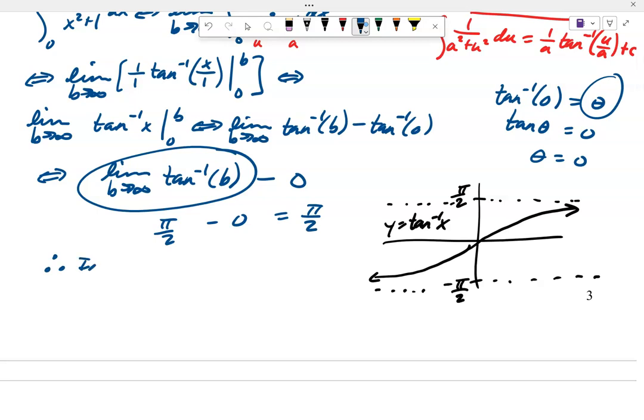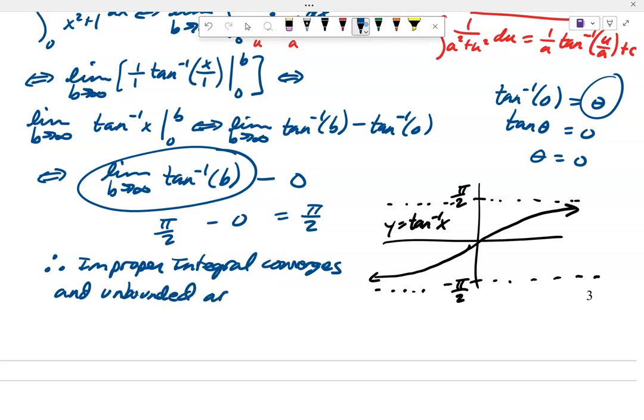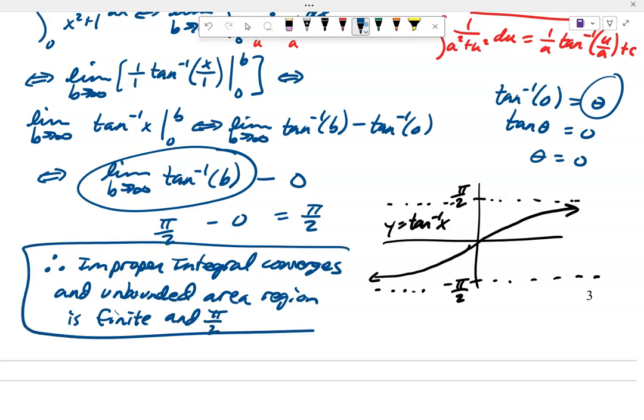Therefore, the improper integral converges, and the unbounded area of the region from 0 to infinity is finite, and it's pi halves. It's pi halves from 0 to infinity.